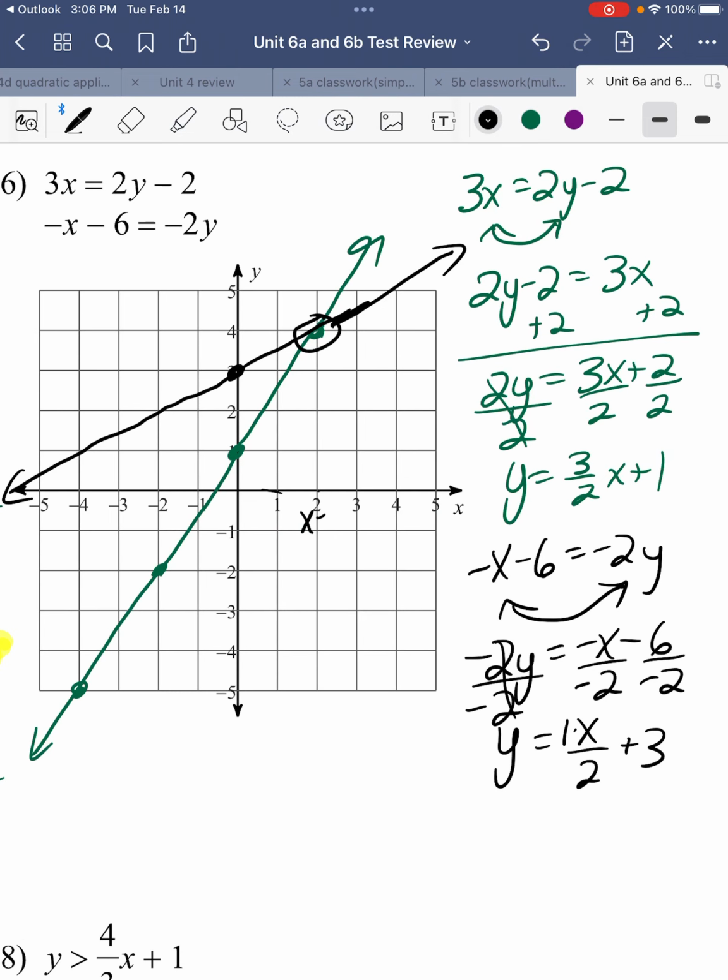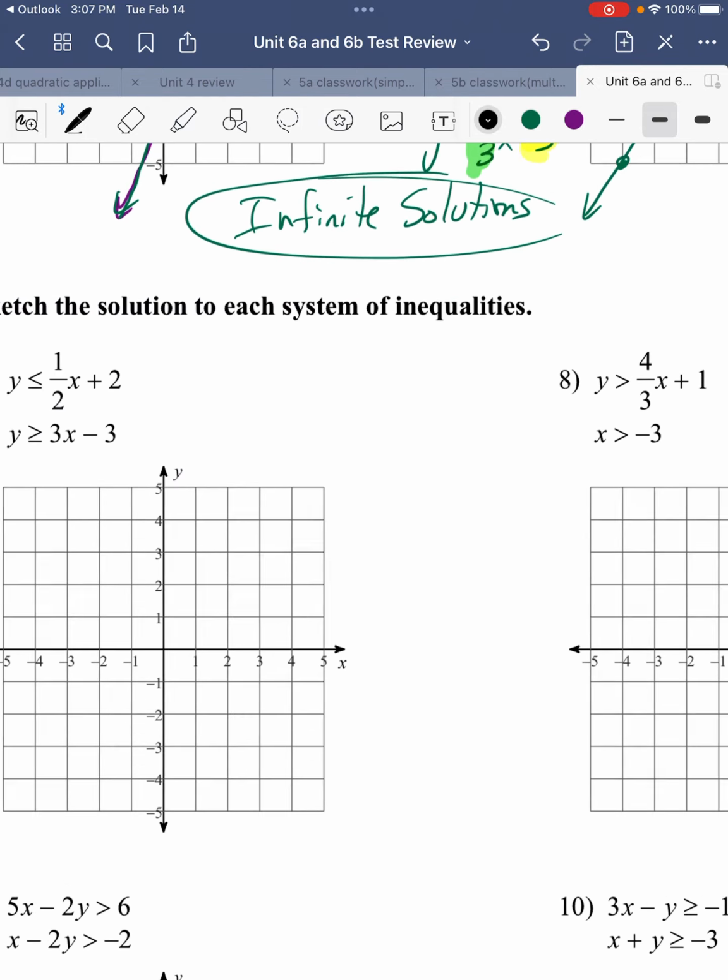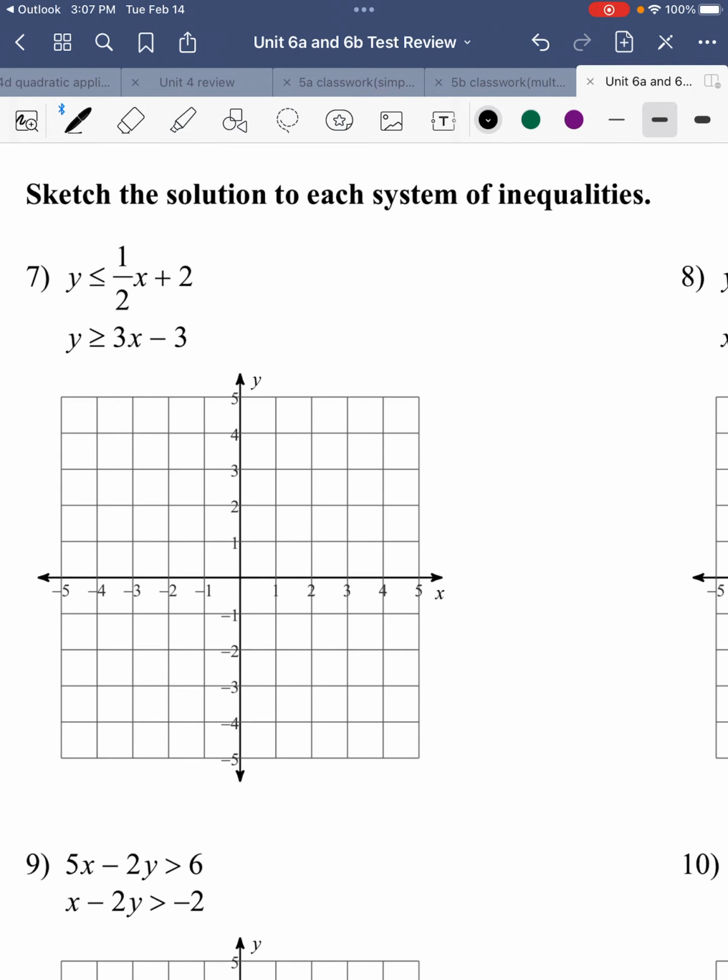And what's that coordinate? That coordinate is 2 to the right. So the x is going to be 2, and the y is 4. That's going to be 2 to the right, up 4. That's our solution. All right, bottom problems.